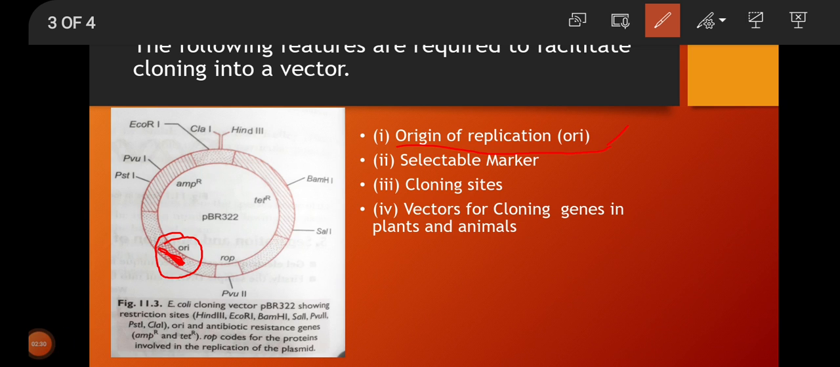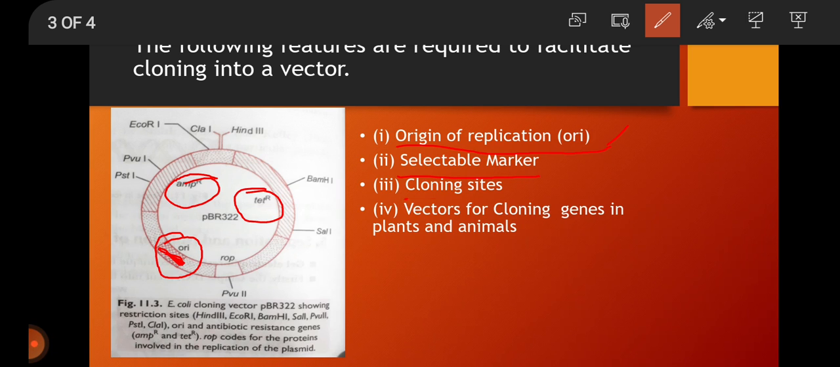Next is the selectable marker. You can see here this is the selectable marker. It helps to select the host cells which contain the vectors, the transformants, and eliminate the non-transformants. Transformation is defined as the procedure by which a piece of DNA is introduced into a bacterial cell. Genes encoding resistance to antibiotics like ampicillin, tetracycline, or kanamycin are useful selectable markers for E. coli. The normal E. coli cells do not carry resistance against any of these antibiotics.